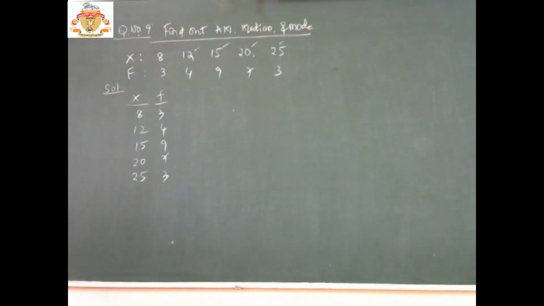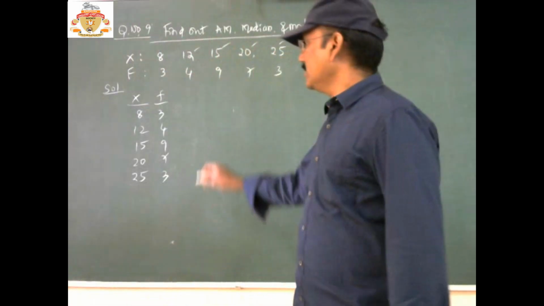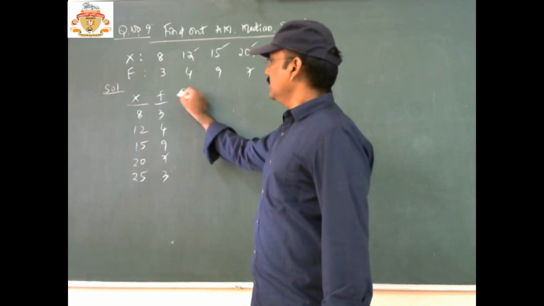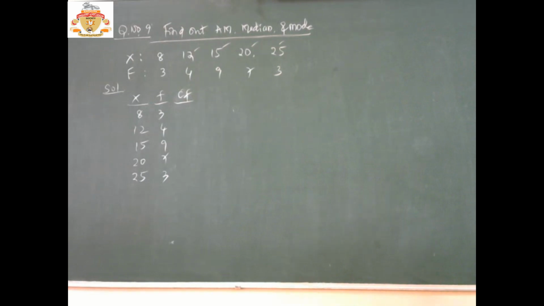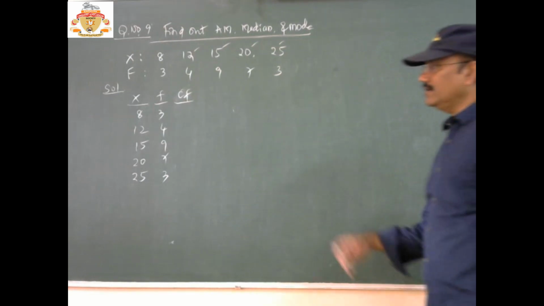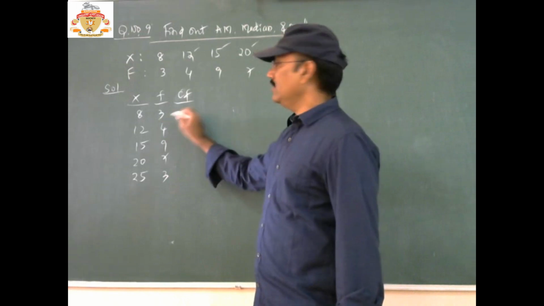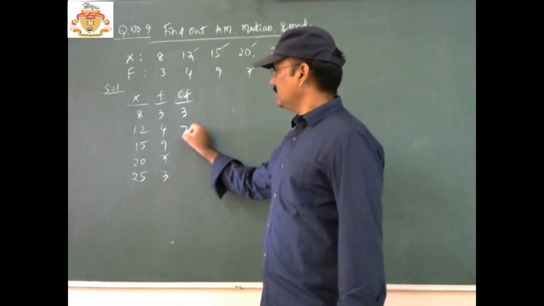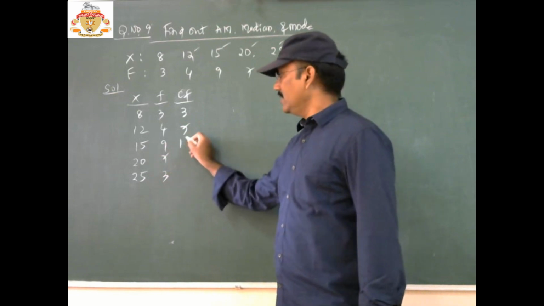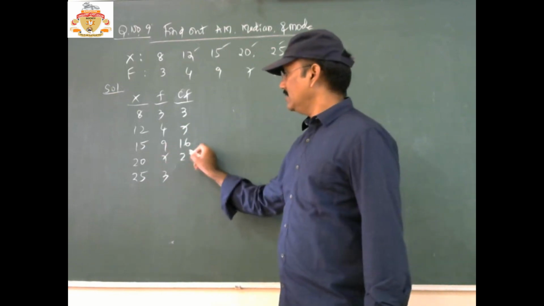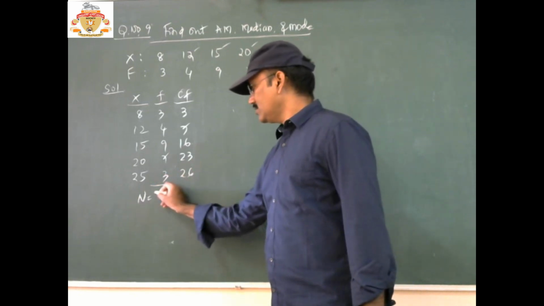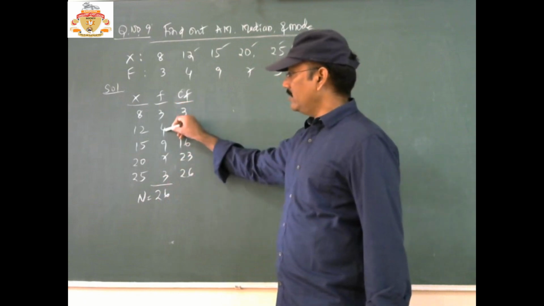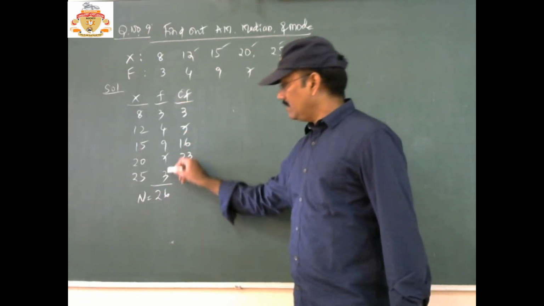Now what we have to do is multiply the numbers. First you have to find CF instead of FX. CF means 3; as it is 3, 3 plus 4 is 7, 7 plus 9 is 16, 16 plus 7 is 23, 23 plus 3 is 26. If you find the total, n is also 26.